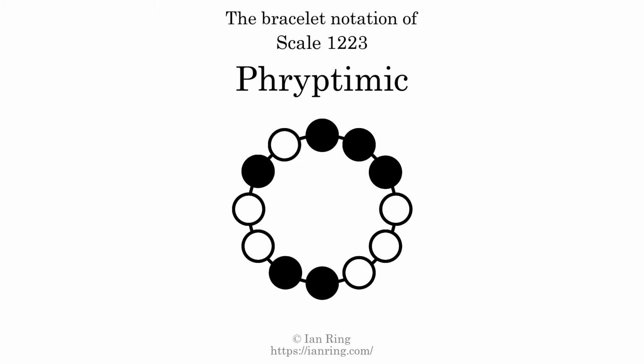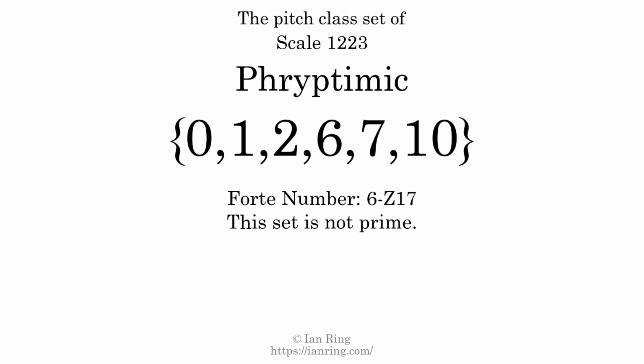This is a bracelet notation diagram of scale 1223. The shaded circles represent tones that appear in the scale, and they are read clockwise, starting at the top. The pitch class set for this scale is 0, 1, 2, 6, 7, 10. The forte class is 6Z17. This set is not prime.